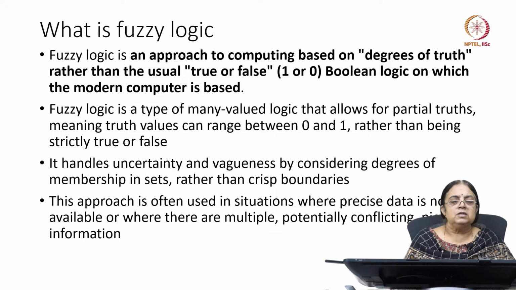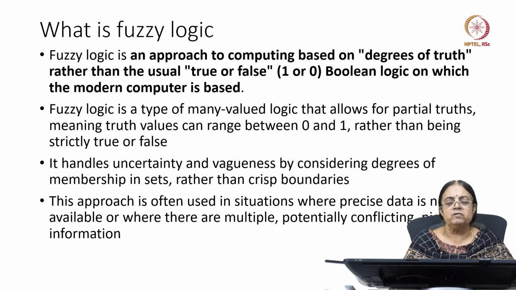Fuzzy logic is based on computing degree of truth. When we consider a set, we know that a set consists of elements which are members of that set. In the case of crisp logic, we say that it's either 0 or 1, true or false. So it either belongs to the set or it doesn't belong to the set. But in the case of fuzzy logic, we talk about the degree of truth: what is the degree to which it belongs to the set?